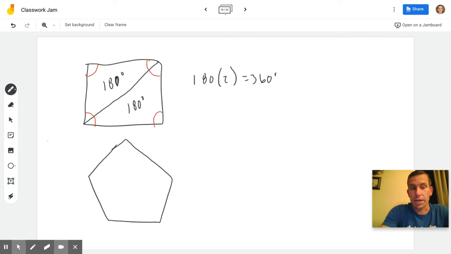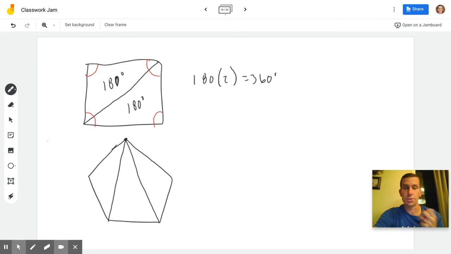We can do a similar thing. If we start at this top point, we can draw lines to every corner that isn't directly opposite. Like we can't draw a line to this corner because that goes right along the side. So if I draw these lines in a pentagon, I've split the pentagon into 3 triangles again. And each of these 3 triangles has 180 degrees.